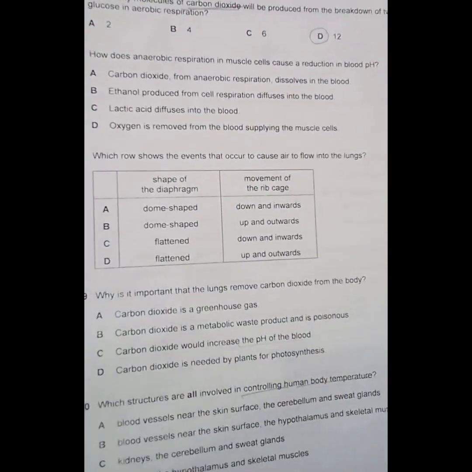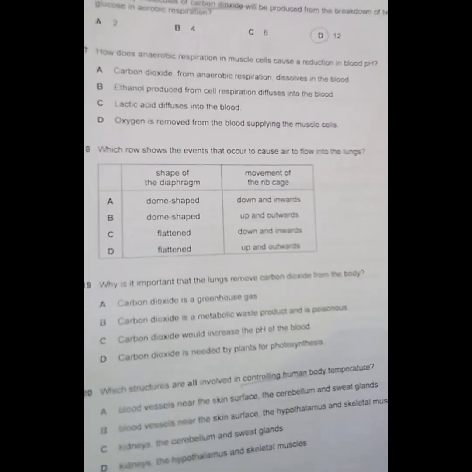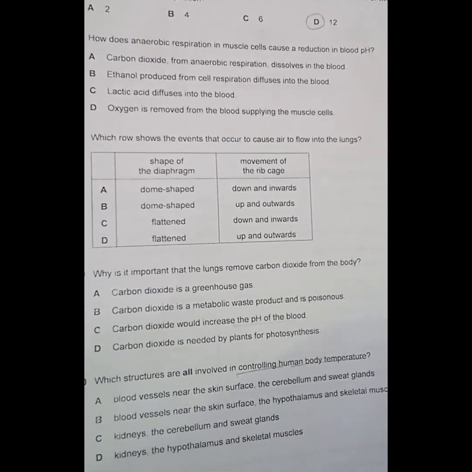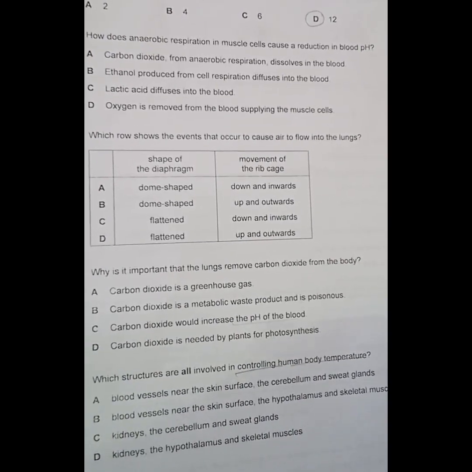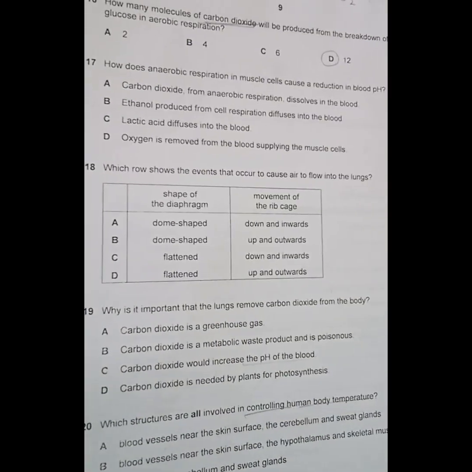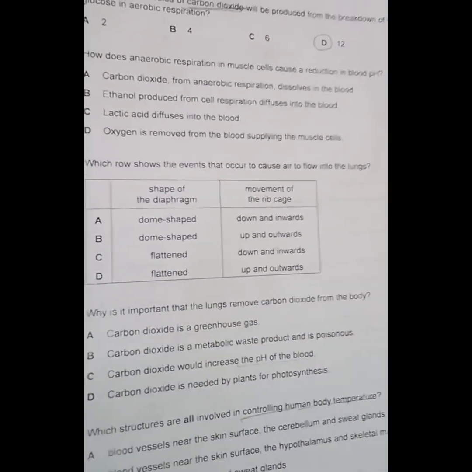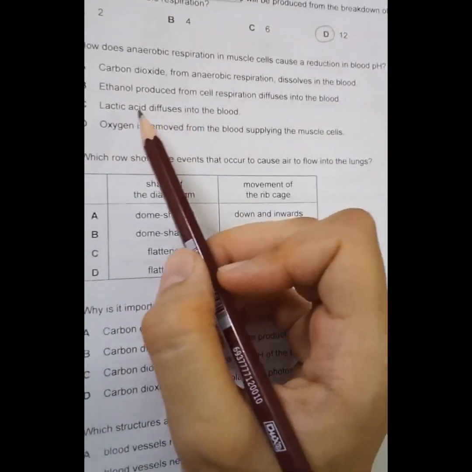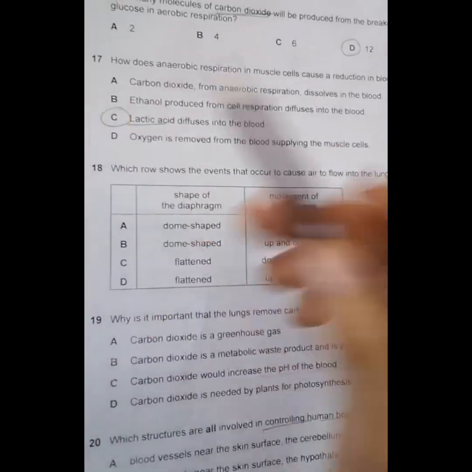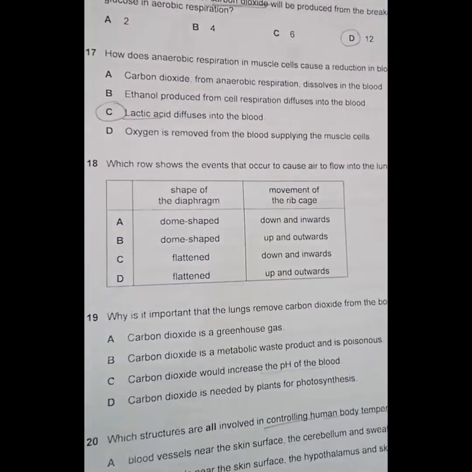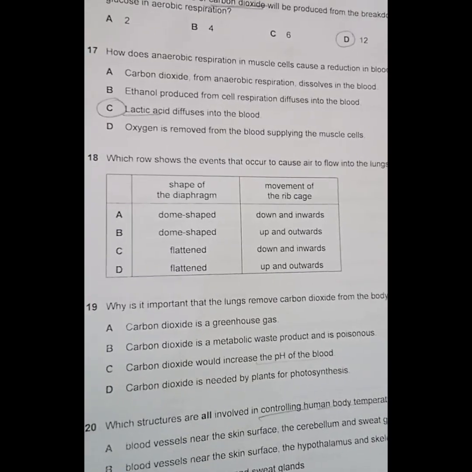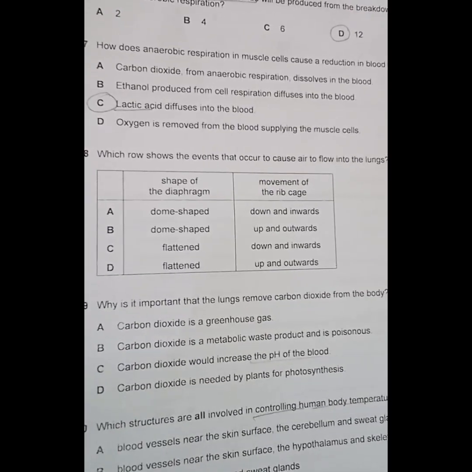It's pretty simple. How does anaerobic respiration in muscle cells cause a reduction in blood pH? If there's a reduction in blood pH, that means there was something acidic in the blood. So it's lactic acid, because during anaerobic respiration in muscles, lactic acid is produced that diffuses into the blood and lowers the pH.